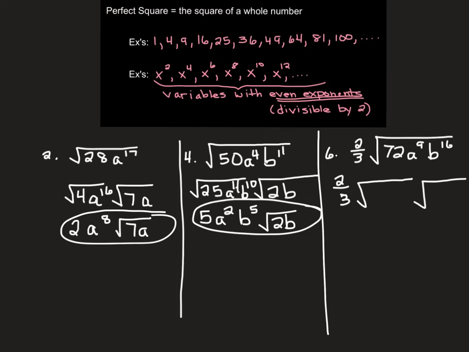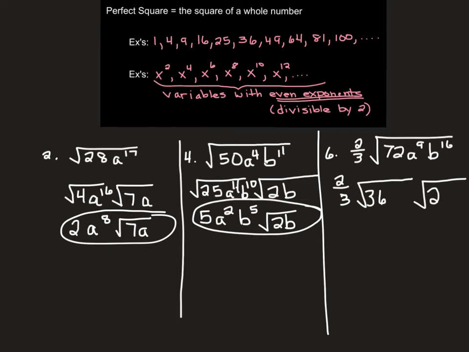That's a perfect square. Anyway, when you do 72 divided by 2, it gives you 36. So 36 is the biggest perfect square that divides evenly into 72. And since 36 times 2 gives us 72, 2 is going to go in our leftover radical.